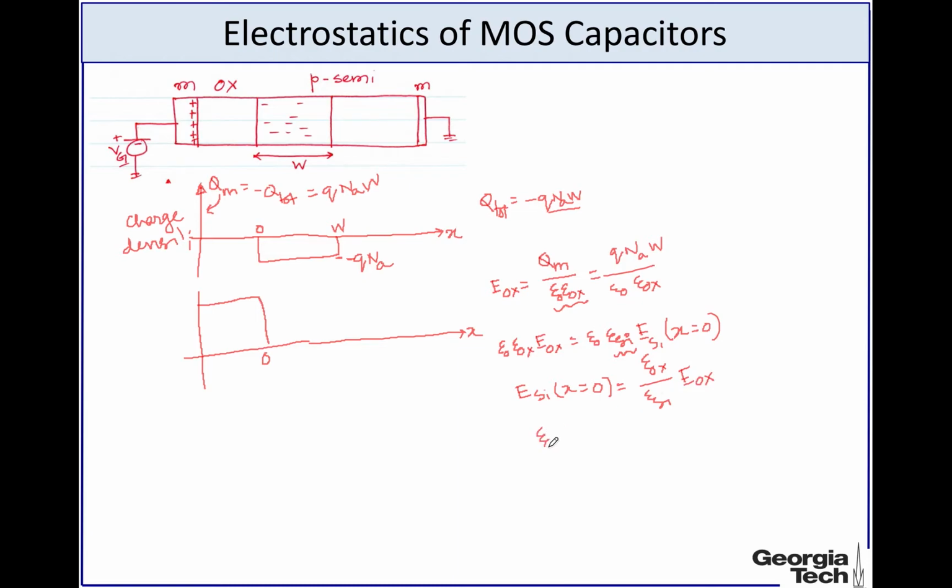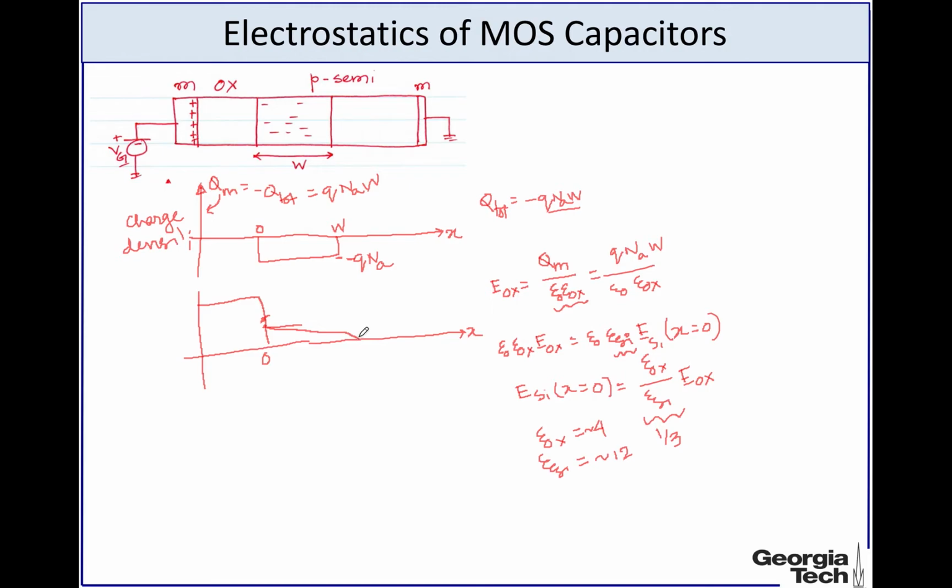Now typically epsilon ox, if the oxide is silicon dioxide, is around 4, and epsilon silicon, the relative dielectric constant of silicon, is around 12. So epsilon ox by epsilon silicon is about 1/3. So the electric field here will be around 1/3 that of the electric field in the oxide. So the whole curve will look like this.